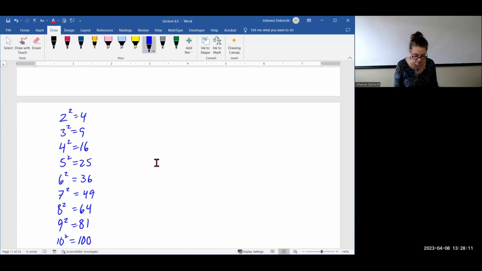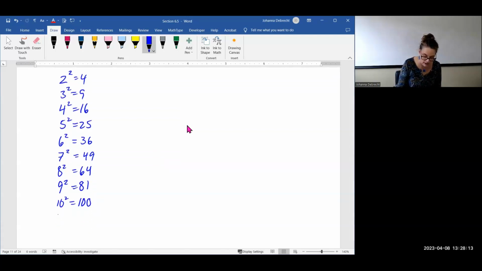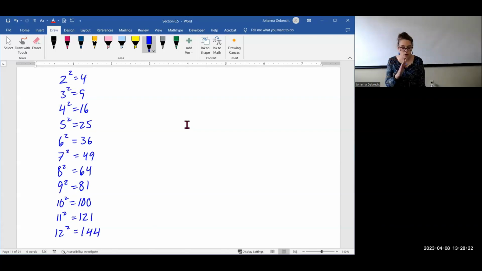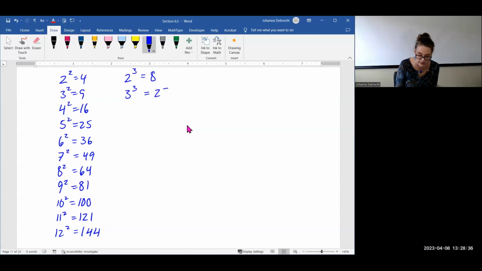No, you should not stop there. You should keep going. 11 squared you need to know is 121. And 12 squared you need to know is 144. That's probably enough. I know a few more, but that's probably enough. I'll show you on the side the ones that I think are bonus ones to know. When we're talking about third powers, we need to know that 2 to the third gives me 8. 3 to the third gives me 27. 4 to the third gives me 64. And 5 to the third gives me 125.